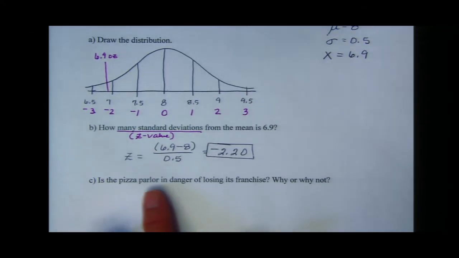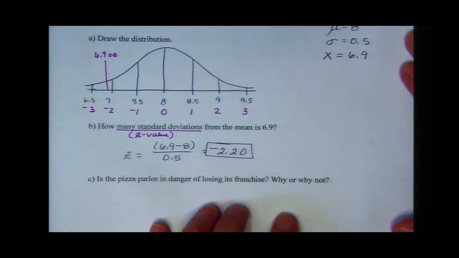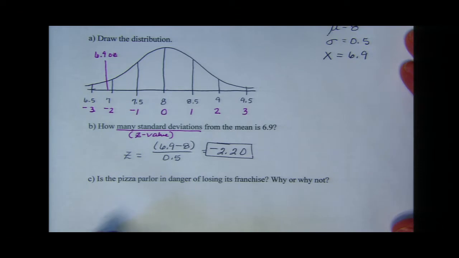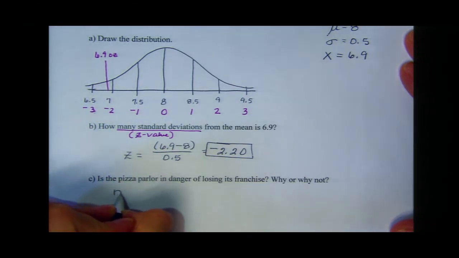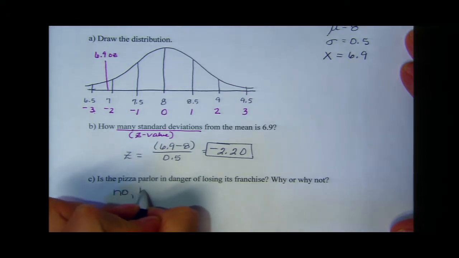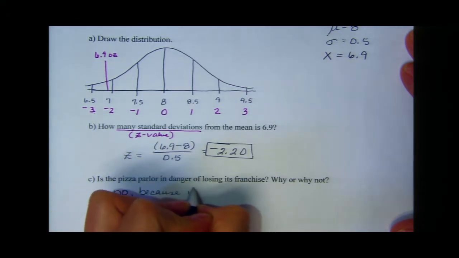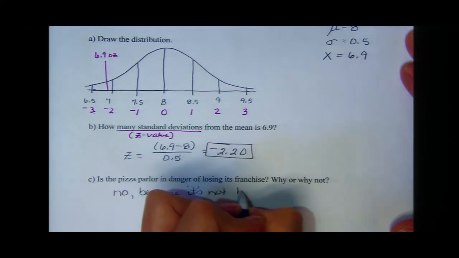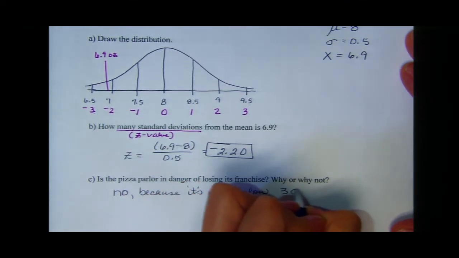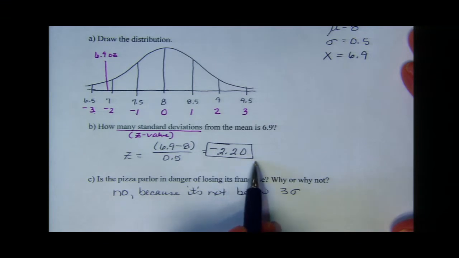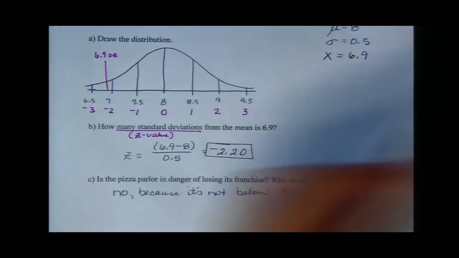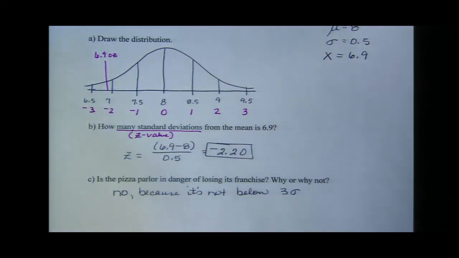All right, it says, is the parlor in danger of losing its franchise? Well, it said it was in danger if it was below more than 3 standard deviations. Well, here's 1, 2, 3. It's not below. So is it in danger? No. Why or why not? Because it's not below 3 standard deviations, which means to be below, you would have needed to get negative 3 point something, and it would have been smaller or less than 6.5 ounces of cheese. Although they're kind of getting close there, so I would be a little concerned.